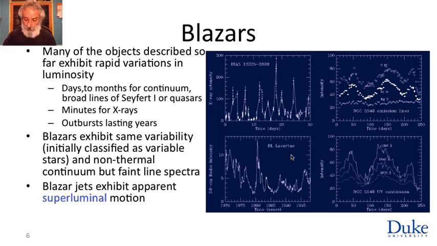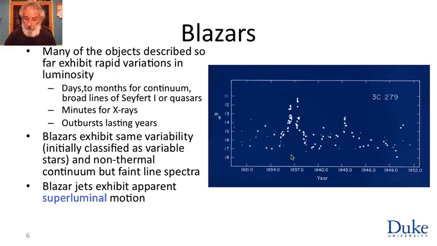And just to complete the picture, this is the variation in the luminosity of a quasar. Quasars also exhibit the same kind of variability. These are all, I claim, related phenomena. Blazars almost always exhibit jets, and the jets exhibit a phenomenon called superluminal motion.